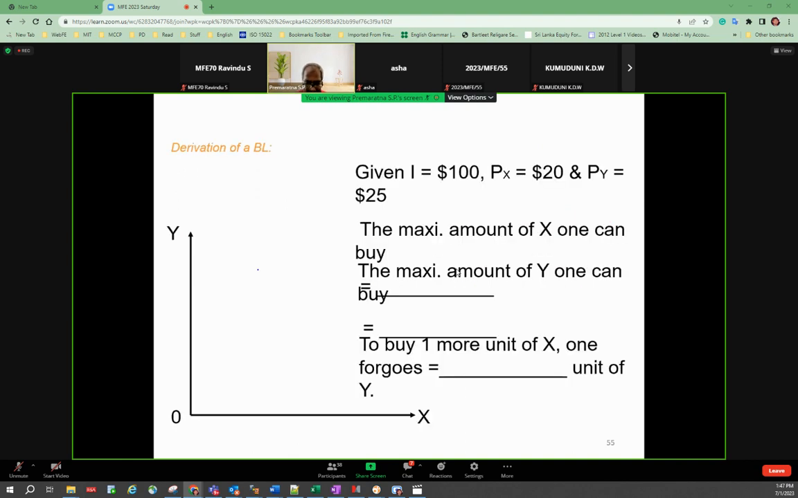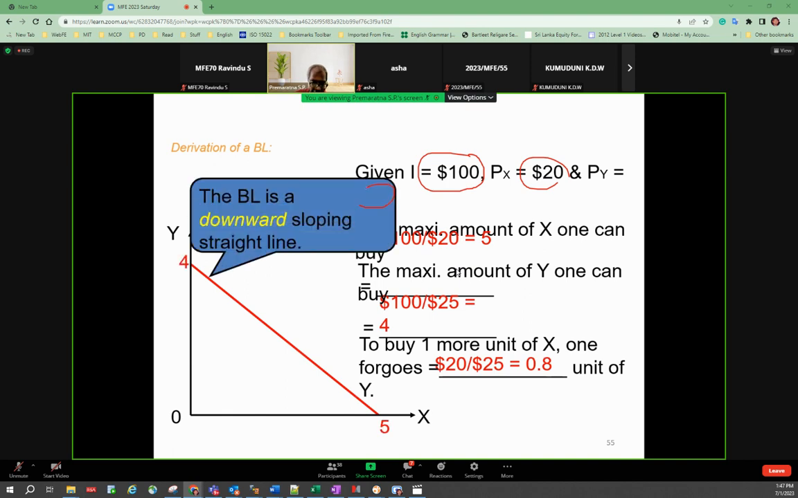This is also called the budget line. Now look here, the one I explained. Income is $100. The price of X is $20. PY is $25. So with that budget line, if you maximize consumption of Y, we can buy only 4 units. By buying only X, you can buy 5 units.